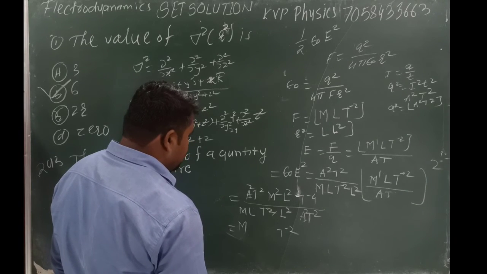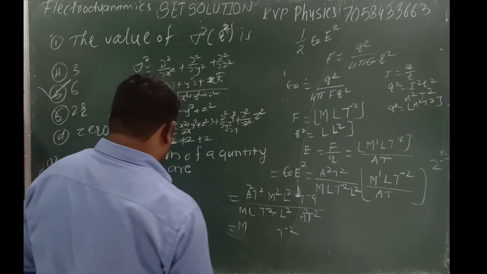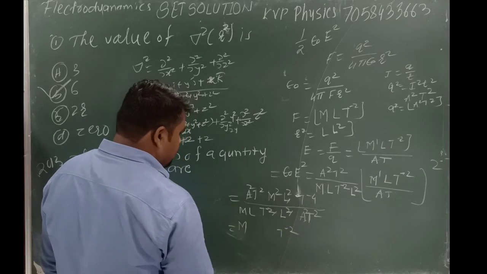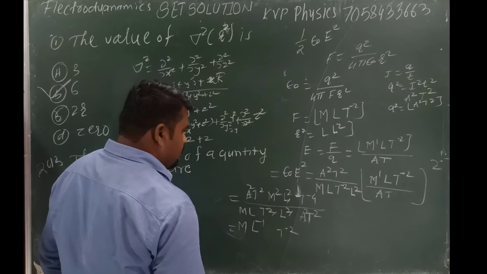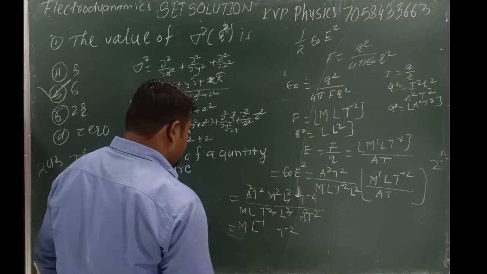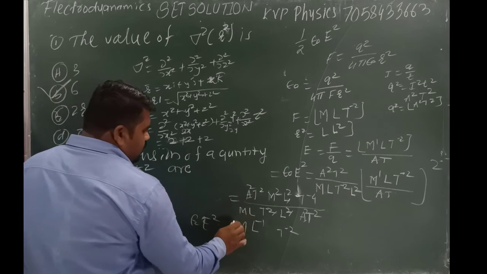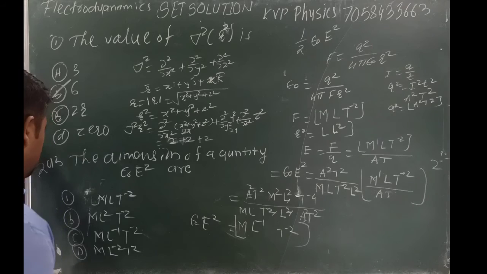Here L square, and here L square. This L square gets cancelled. Here 1 by L means numerator also minus 1. Remaining all terms I think get cancelled. Means the dimension of epsilon naught E square is equal to M to the power 1, L to the power minus 1, T to the power minus 2.